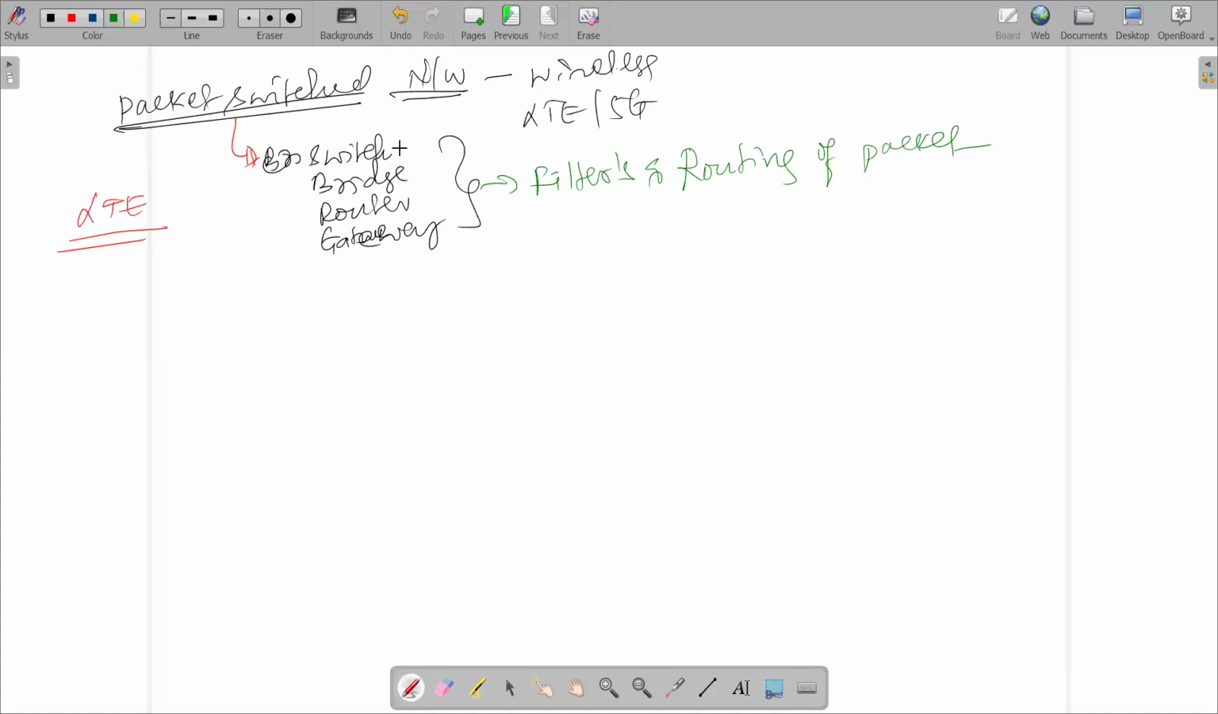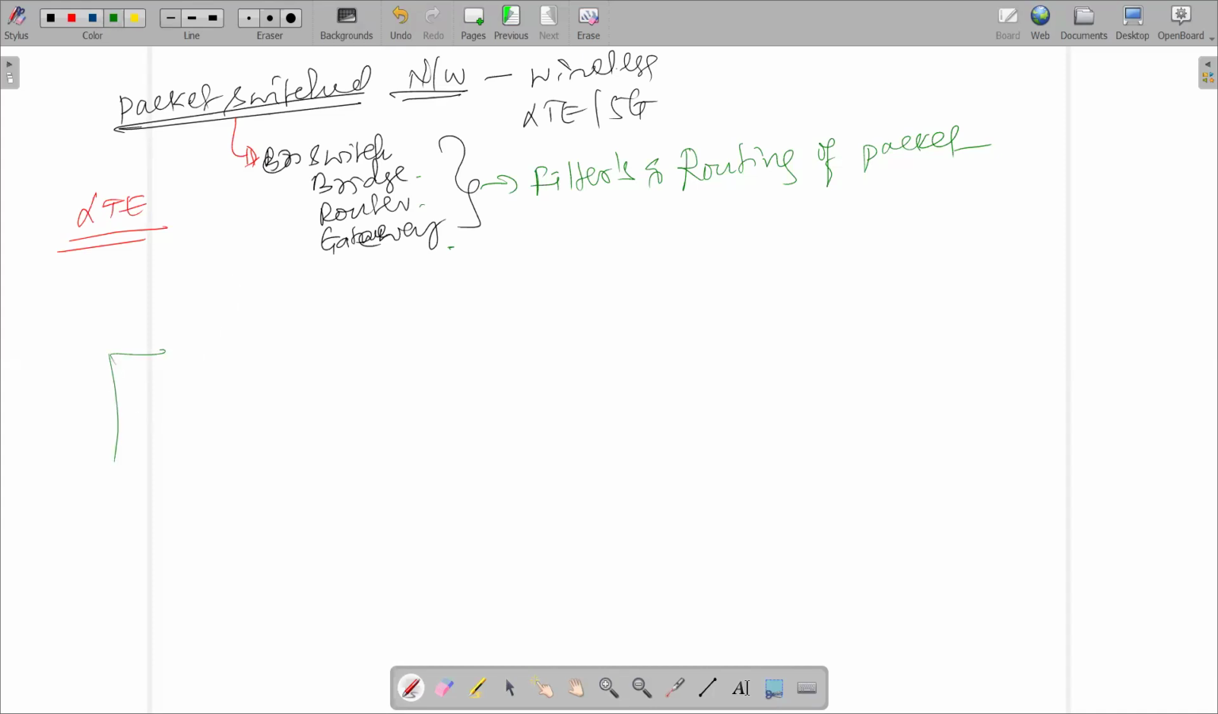But the thing is, a bridge or switch will be in a smaller network, like in a building, you can say. Bridge is a group of buildings. Then routers are between cities. Gateways are a little bigger concept, in terms of countries. Gateways handle a bigger number of users, whereas switches handle a few IP addresses or a few PCs.